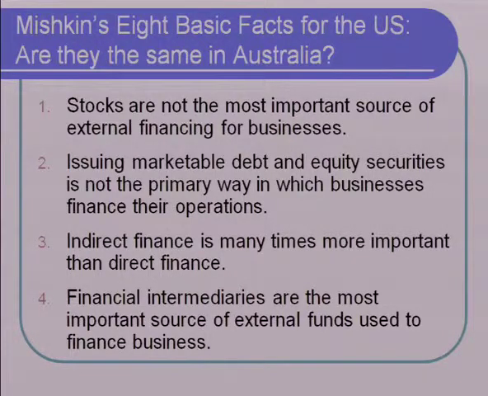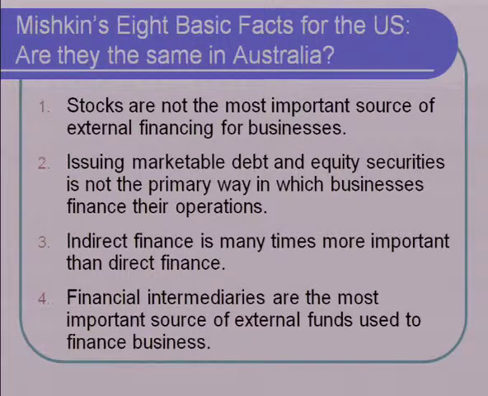Well, what did we say in our flow of funds? What was the principal way in which they financed activities in 2010-11? They issued equity. So Mishkin's got it wrong for Australia there. Issuing marketable debt and equity securities is not the primary way in which businesses finance their operations. Well, if you add up the equity plus the long-term debt securities, plus the short-term debt securities in the liabilities account for the incurrence of liabilities by the business sector, guess what? It is the major way in which businesses finance their operations in 2010-11 in Australia. So Mishkin's got it wrong there for Australia as well.